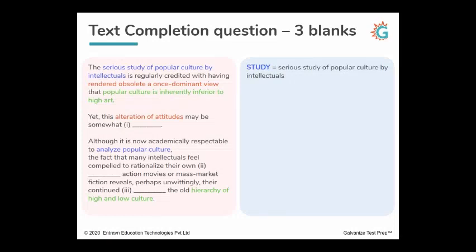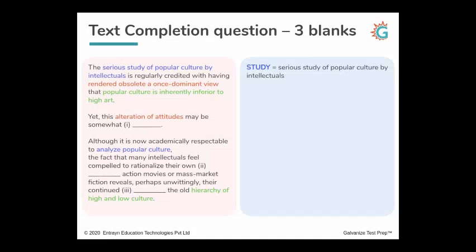All right. Now, obsolete means something that has been outdated, old. Okay. It has been rendered obsolete, which means that it is no more in use. That is not used anymore. Something like that. Okay. So the study is regularly credited. Credited means it is given a credit. Okay. It is appreciated for something like that.